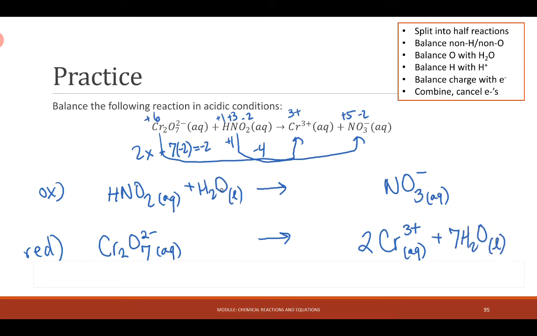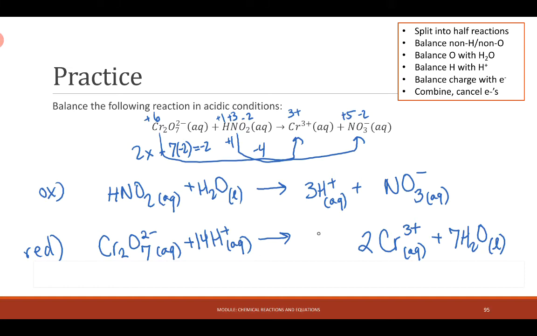Now I have to balance out my hydrogen counts. I have 1, 2, 3 hydrogens on that side, so I'm going to need 3 hydrogens on the other side, hydrogen ions. And so that's going to be aqueous. Now I'm going to balance out the hydrogens for the reduction half reaction. That is 14 hydrogens, and so I'm going to need 14 hydrogens down here.